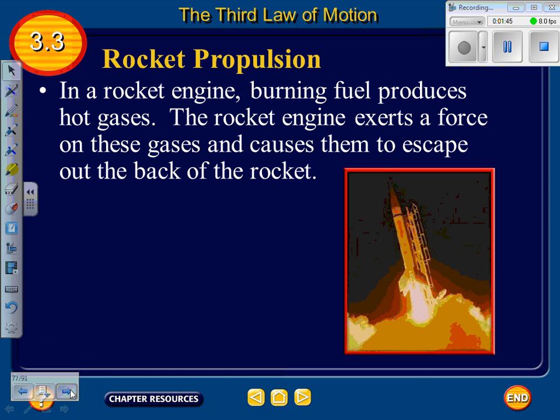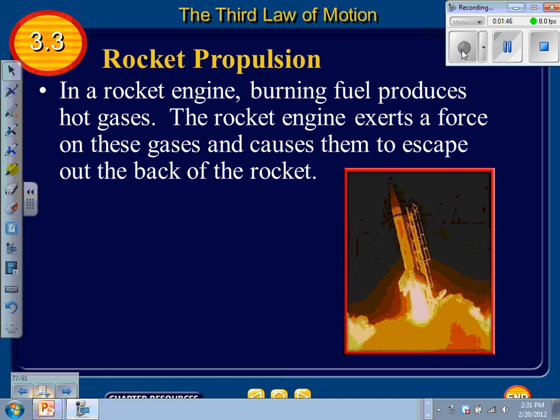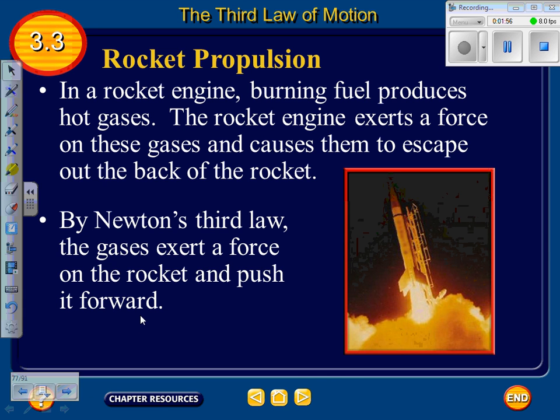In a rocket engine, burning fuel produces hot gases. The rocket engine exerts a force on these gases and causes them to escape out the back of the rocket. By Newton's third law, the gases exert a force on the rocket and push it forward.